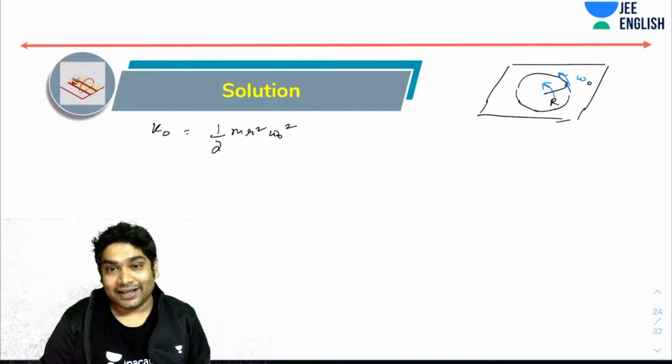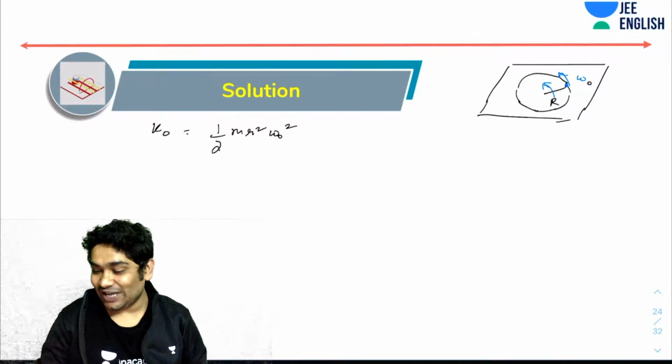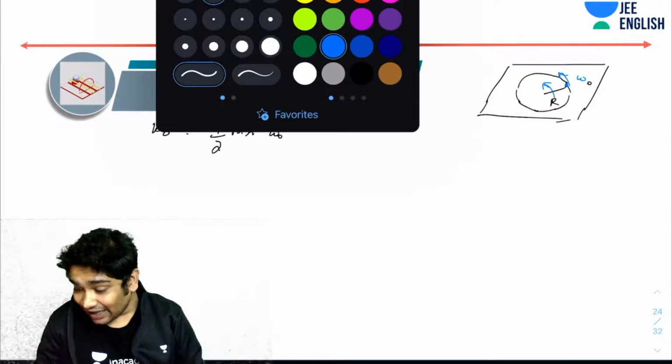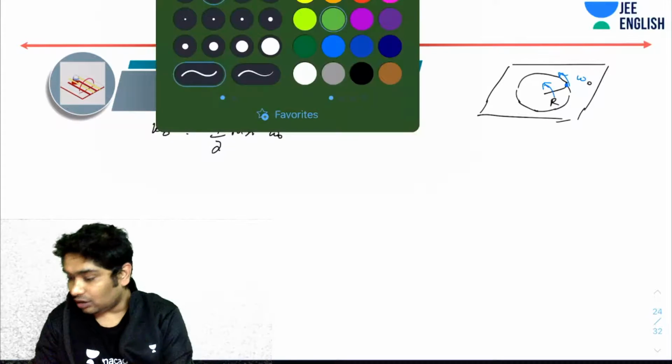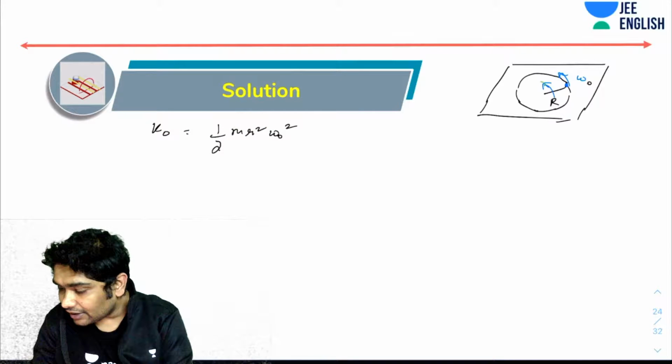Work done is delta K, exactly, Shivam. That is what we are going to use. So I find my initial kinetic energy first. Now, when you have pulled that string down, and let's say finally it is moving in a smaller circle.